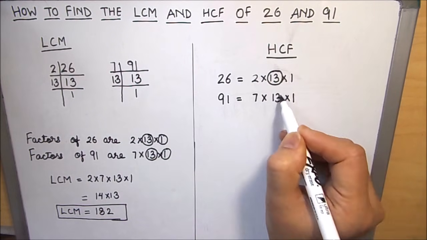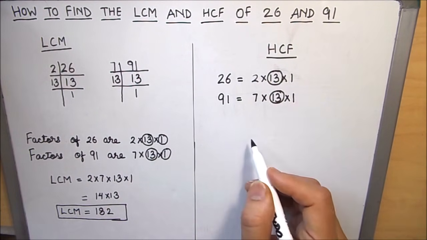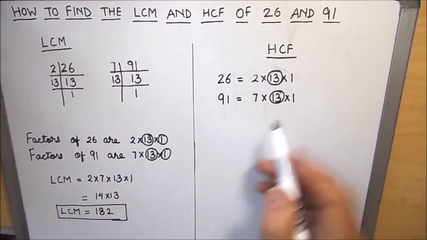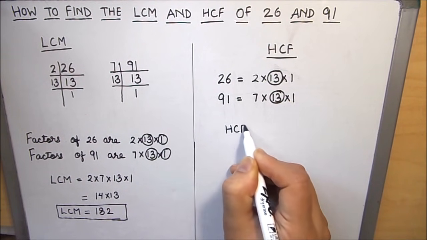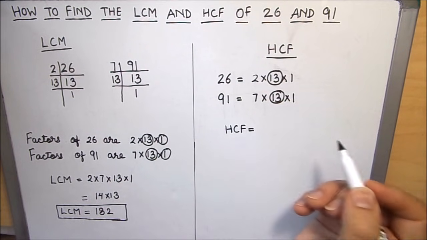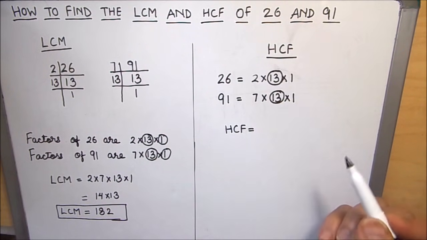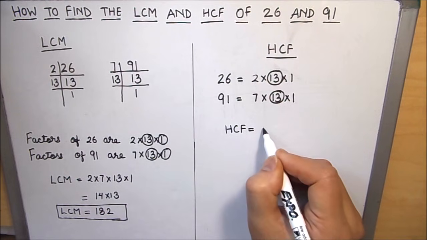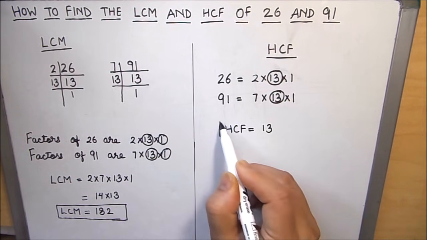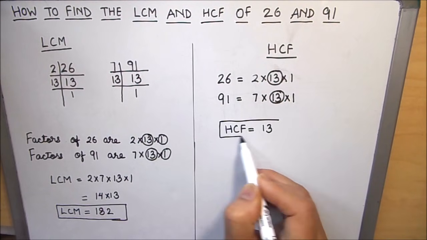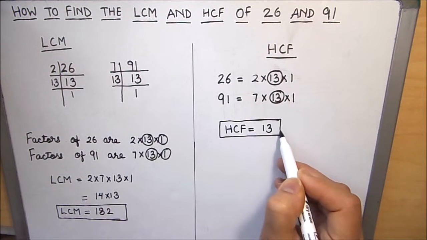Finding the highest common factor, we are going to find the common factor which is the highest in between the two numbers. The common factor is 13 and as there is only one common factor, so the highest common factor, which is the highest number which can divide the two numbers without leaving a remainder, is 13. So the HCF of 26 and 91 is 13.